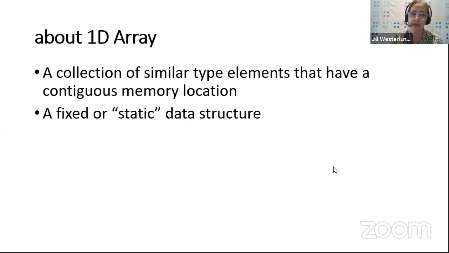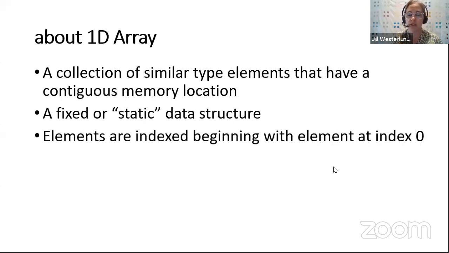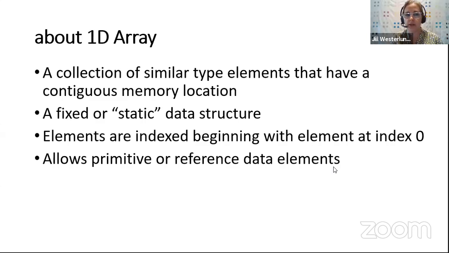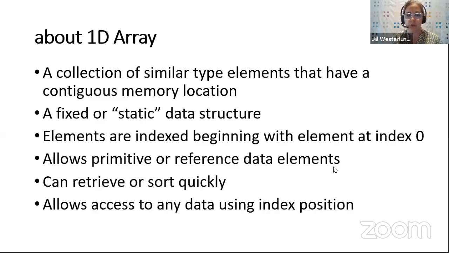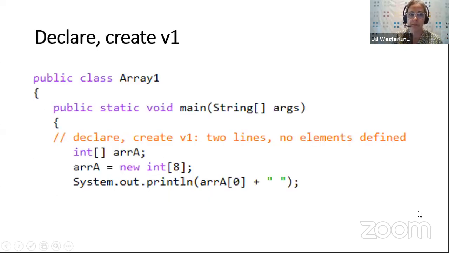One drawback, disadvantage, is arrays are fixed or static. It's a data structure that once you declare the size, it's not changeable. Elements are indexed beginning with 0, allows primitive or reference data types, can retrieve and sort quickly. And that's what we're going to be learning. This bullet here is our focus really second half of Tuesday, all of Wednesday, Thursday, Friday. Allows access at any position.